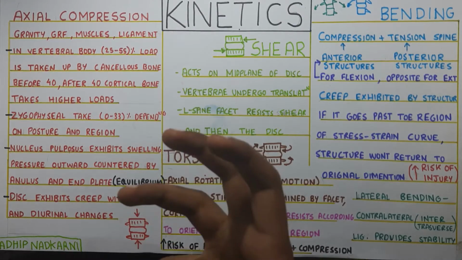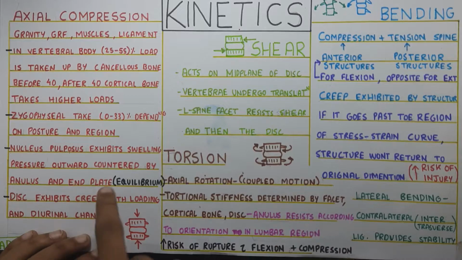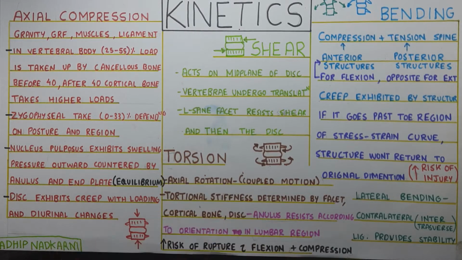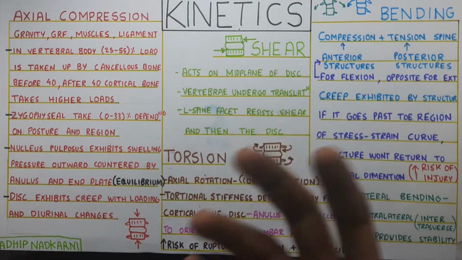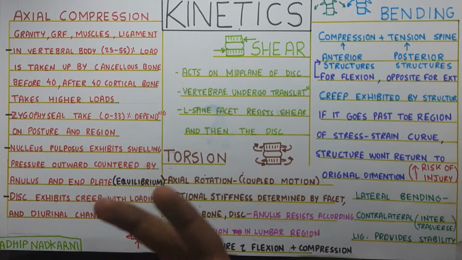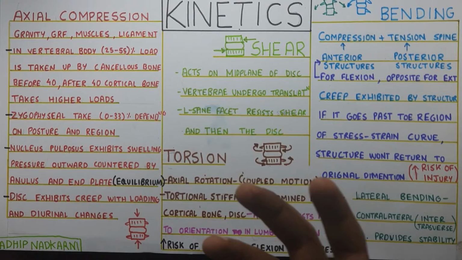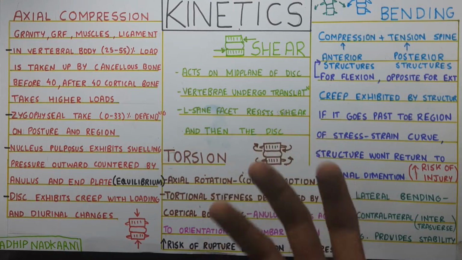Also the disc and the ligament, as I said, deform with time, that is the creep property. They are less likely to get injured compared to structures which don't deform that easily, like bone and cartilage. So this is one of the significances of creep, that the disc is less likely to get injured because of its ability to deform.